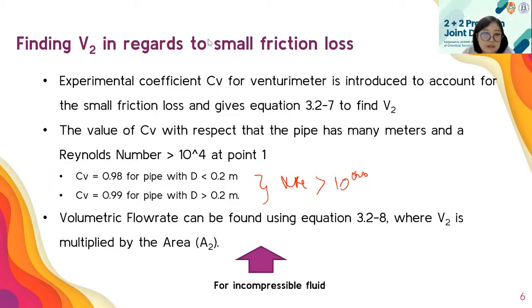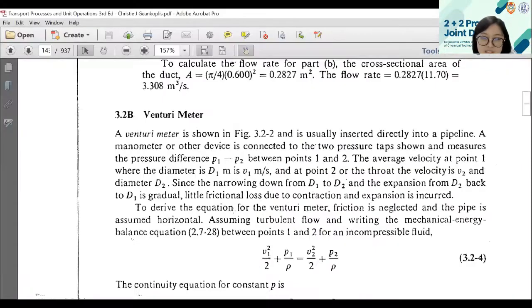Okay, then the volumetric flow rate. The volumetric flow rate can be found using equation 3.28, where V2, since volumetric flow rate is Q, right? Q is V times area, right? So V2 times area 2, I can find the volumetric flow rate at point 2.